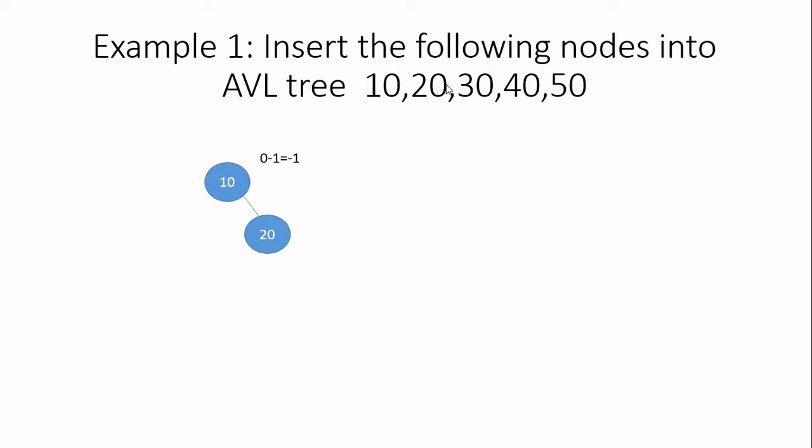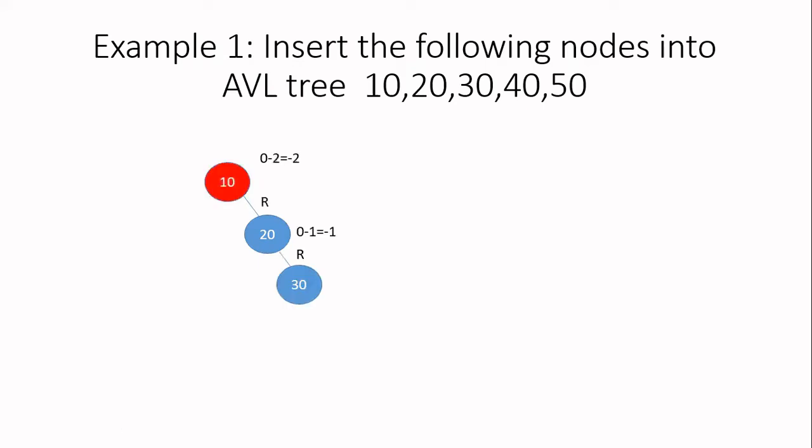So height is 1. So now formula to find the balance factor is height of the left subtree minus height of the right subtree. So 0 minus 1, it is -1. Now we have to check whether it is allowed or not. -1 is allowed to appear in the balance factor. So your tree is perfect. It is balanced. You can go and insert the next node.